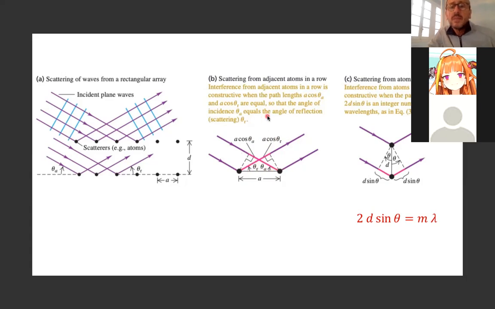So how do we call this? Why do we call it A?